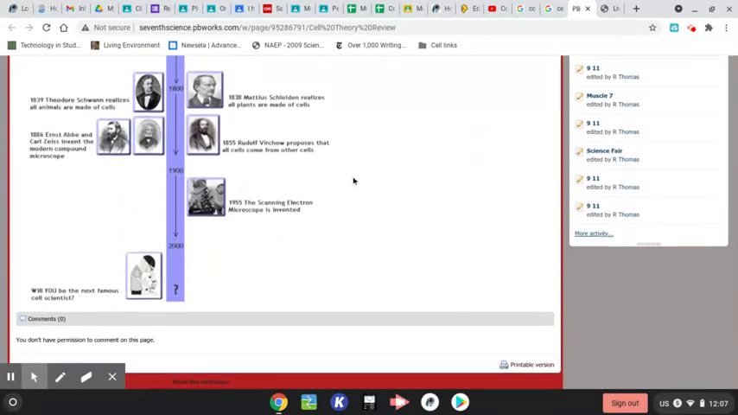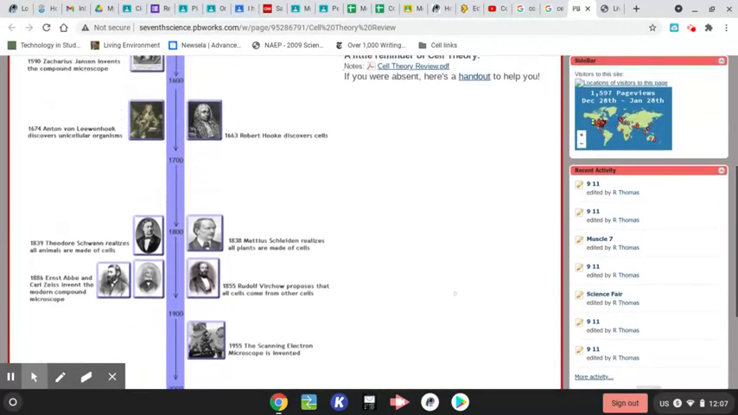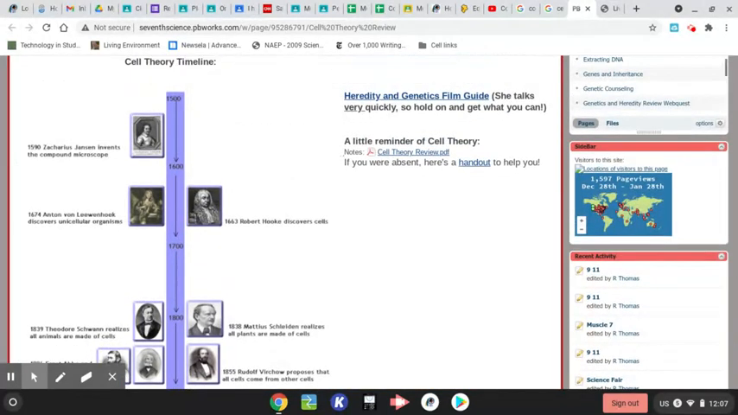In 1855, Rudolf Virchow proposed all cells come from other cells. It took almost 200 years for that to come about, right? 1663, 1855, over 200 years to decide that. So 200 years worth of cell work went into that, from the discovery until that happened. That's pretty significant to realize how thorough science is before things get stated as theories, right?